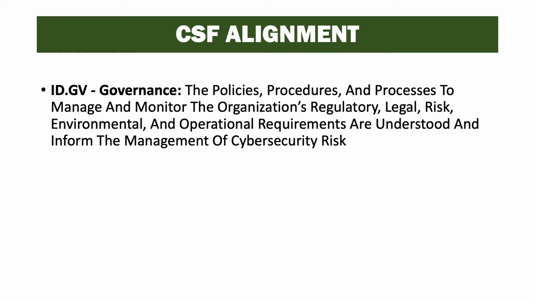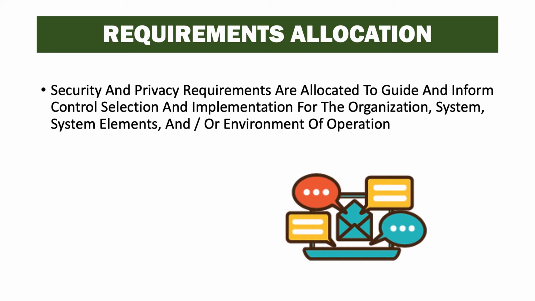It does align with the cybersecurity framework, with ID.GV or governance: the policies, procedures, and processes to manage and monitor the organization's regulatory, legal, risk, environmental, and operational requirements are understood and inform the management of cybersecurity risk. Security and privacy requirements are allocated to guide and inform control selection and implementation for the organization, system elements, and/or environment of operation.